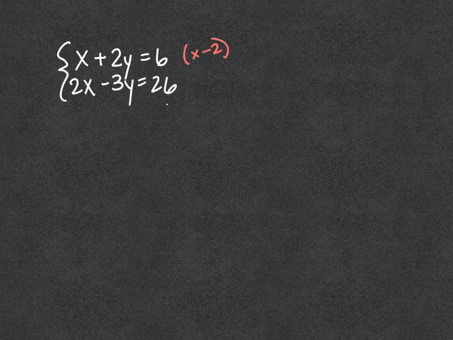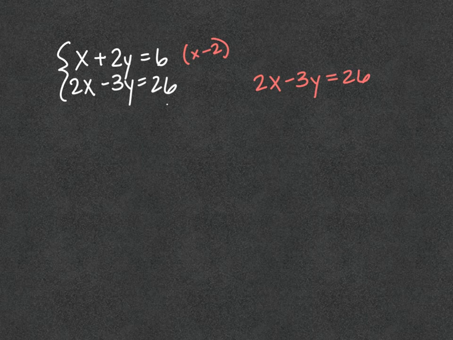This bottom equation, I'm just going to leave the same. Just going to write it over here. Okay, and the top equation, I'm going to multiply each of the terms by negative 2, so I can manipulate the whole thing to work in my favor.